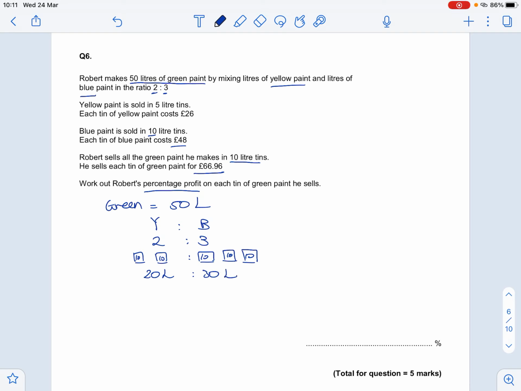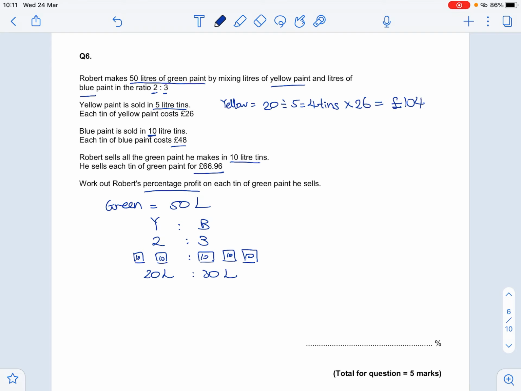So let's look at here. Yellow paint is sold in 5 liter tins. So how many tins does he need? Yellow would equal 20 divided by 5. So he needs 4 tins. And each of those costs £26. So the total cost of yellow paint is £104.